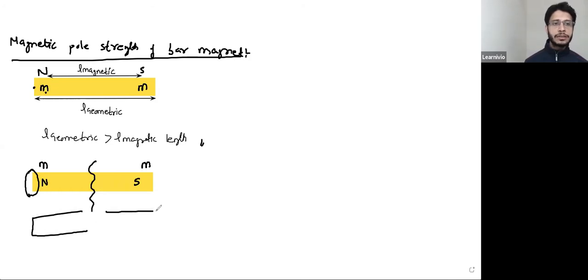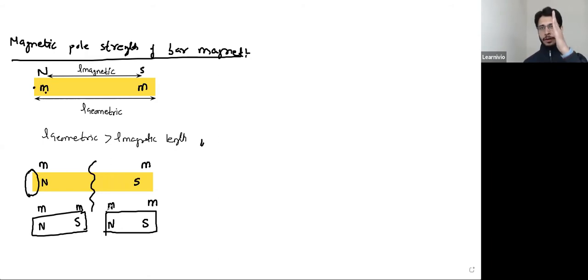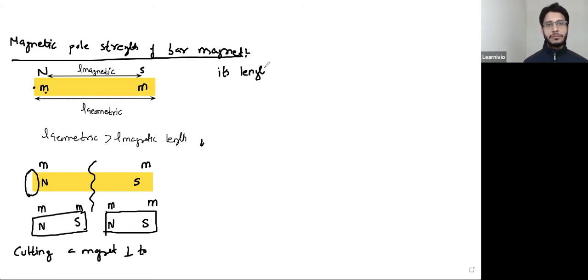So even when you cut this magnet into two parts, this is a north pole having pole strength M, and this is a south pole having pole strength M. In fact, each part will have a south pole and a north pole with pole strength M. So dividing a magnet perpendicular to its length does not affect the pole strength. Pole strength will remain the same.